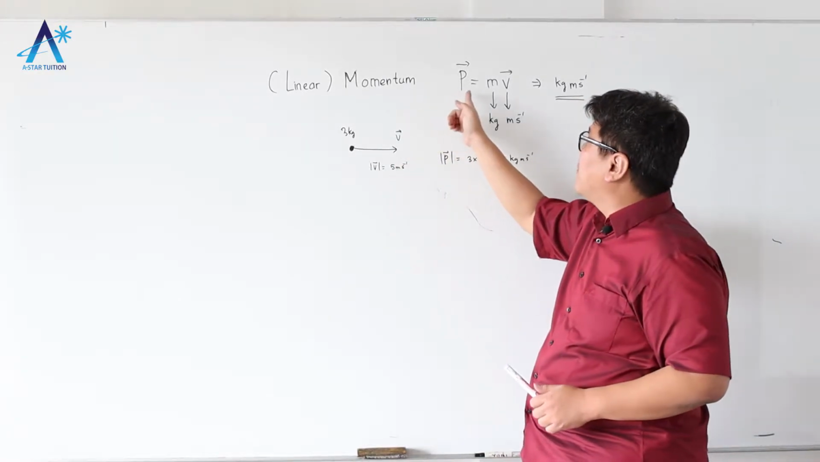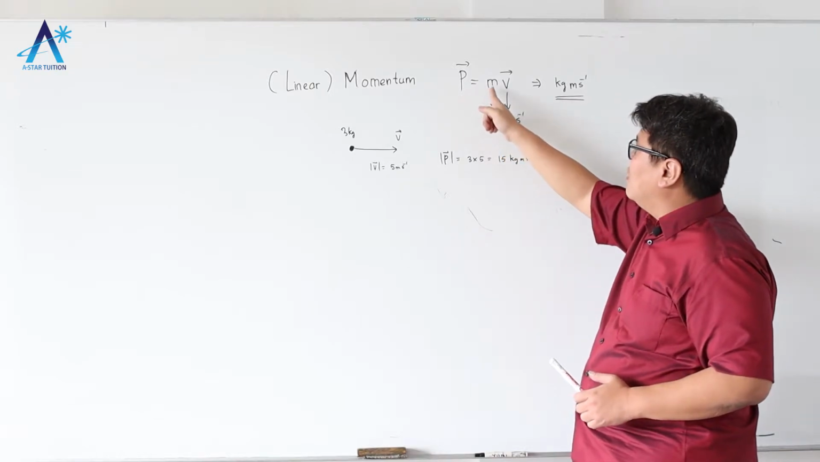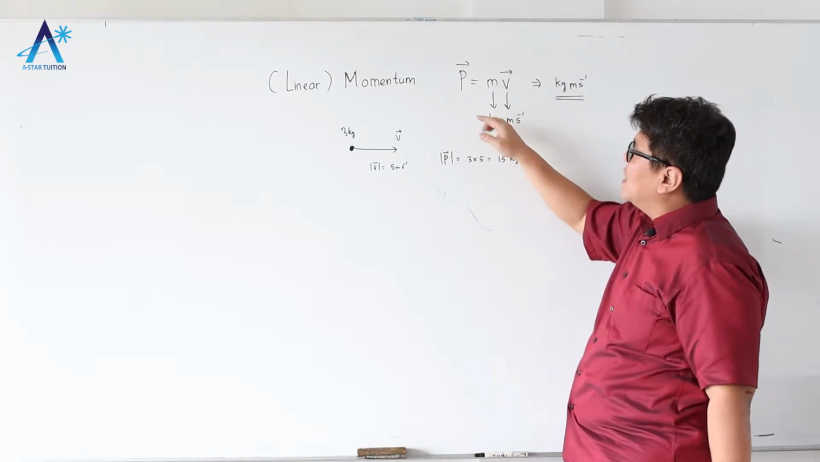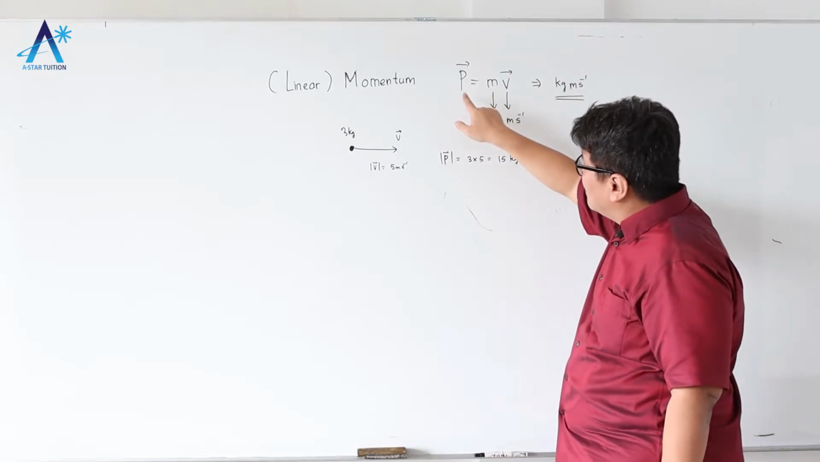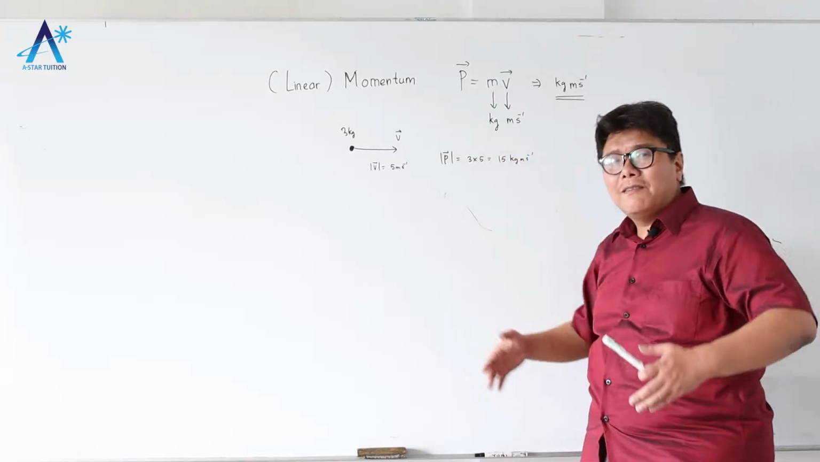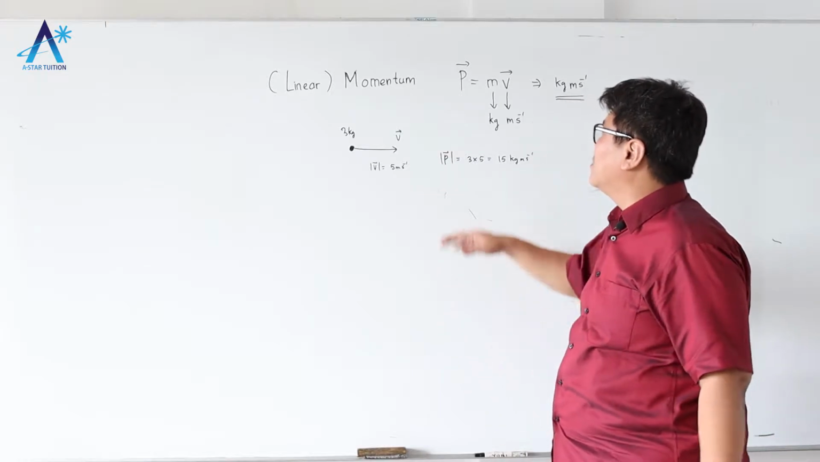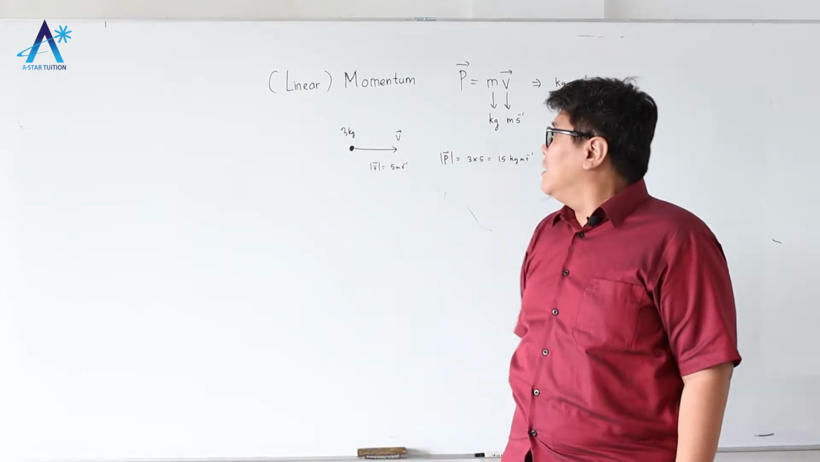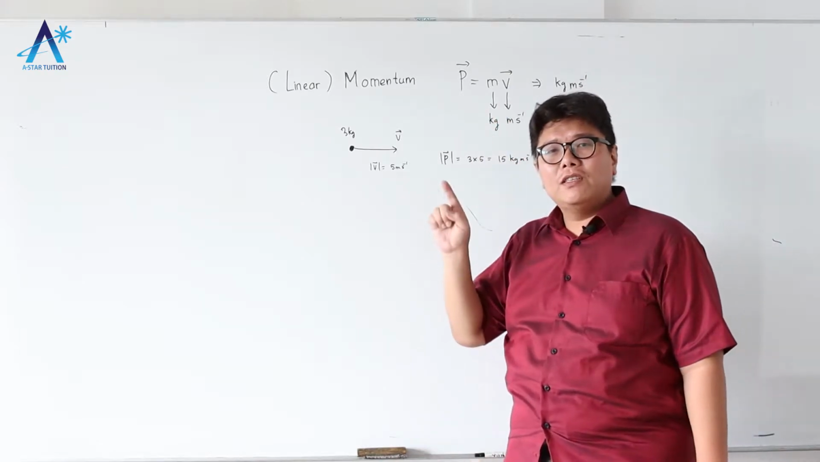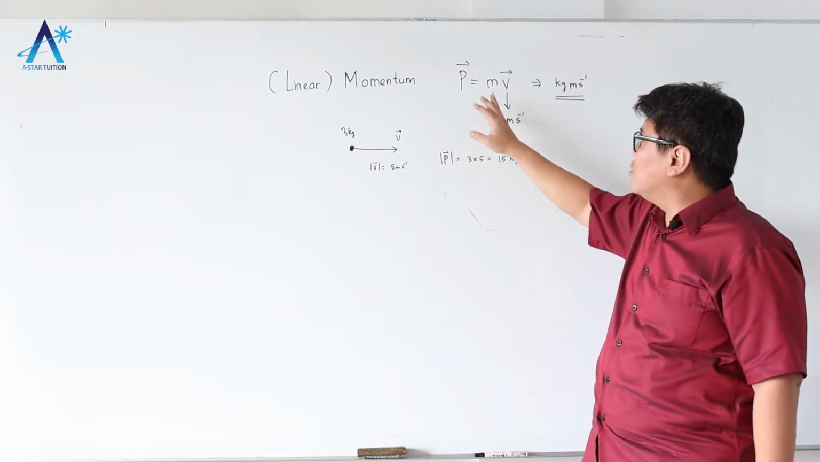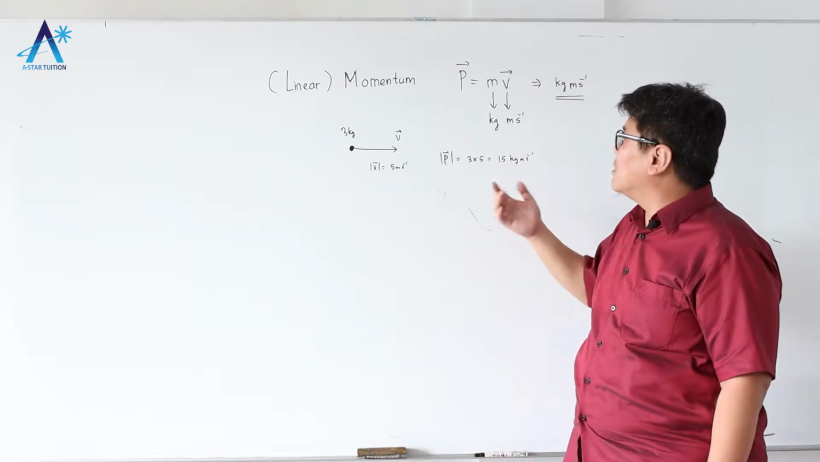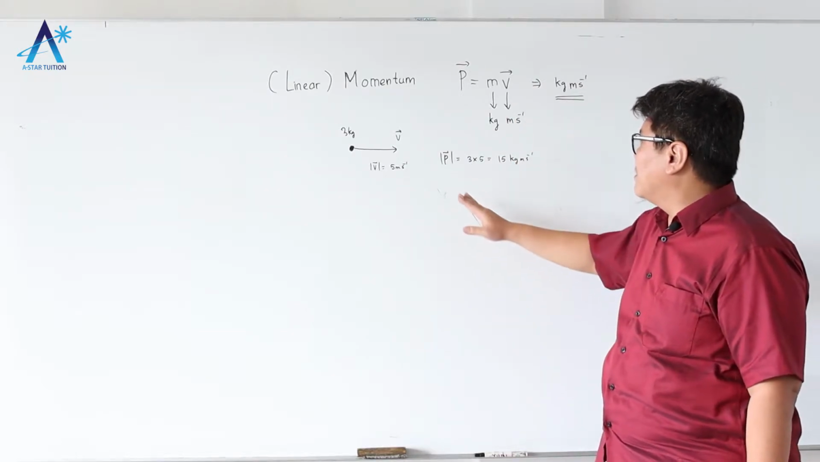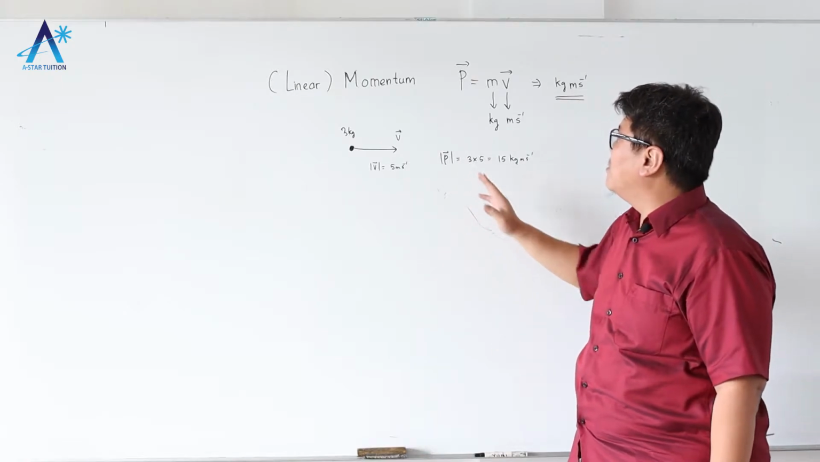Remember, momentum is a vector because although mass is a scalar, velocity is a vector. So you can see that the momentum vector and velocity vector are parallel. If velocity is going in one direction, then momentum is also going in the same direction. So the constant of proportionality is the mass. Okay, so this is momentum.